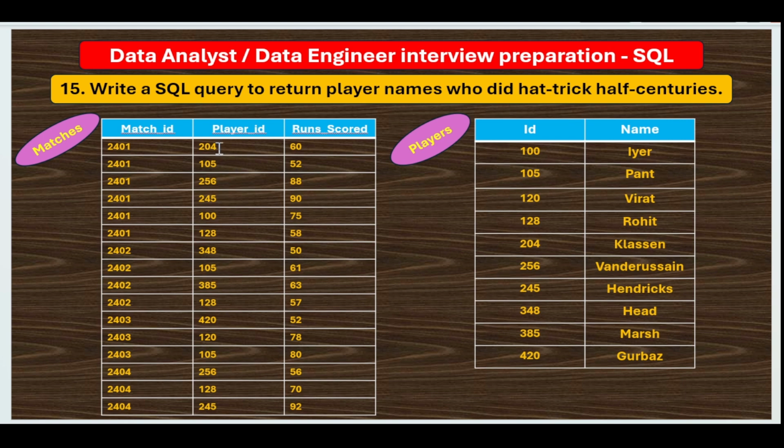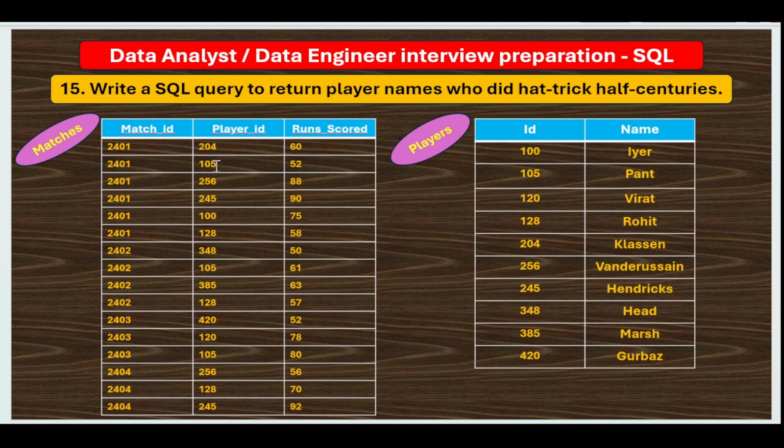Now if you see 204, he scored 60 in the first match. If you check the second match, is there any 204? No, there is no 204. These are four matches in a row. If a player did not score a half century in the second match, then it is not possible for him to get a hat trick, because there are just two matches after the second, that is 3 and 4. So we can avoid 204, right?